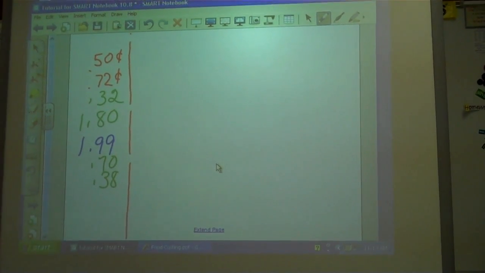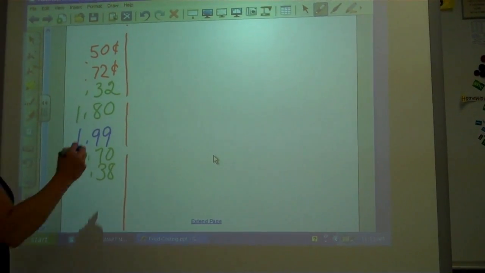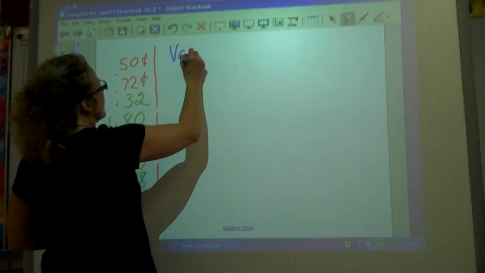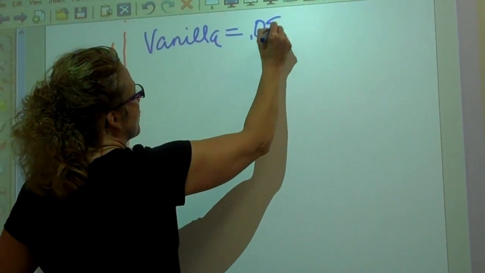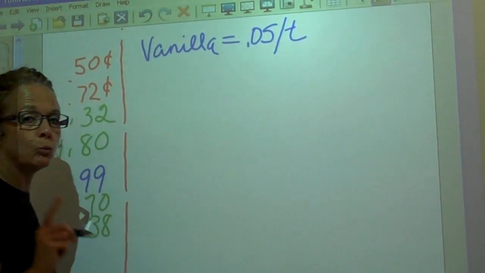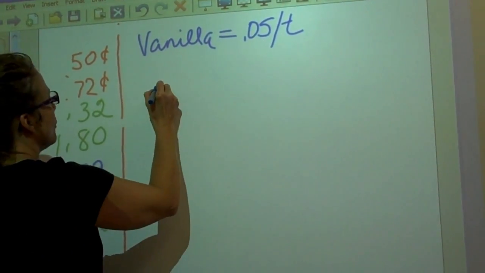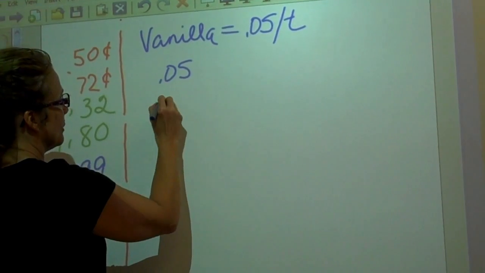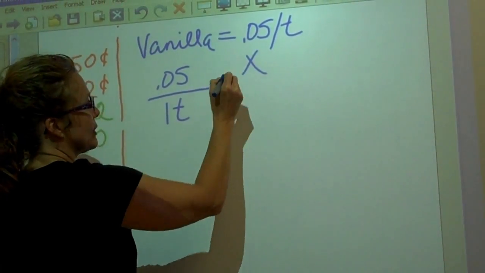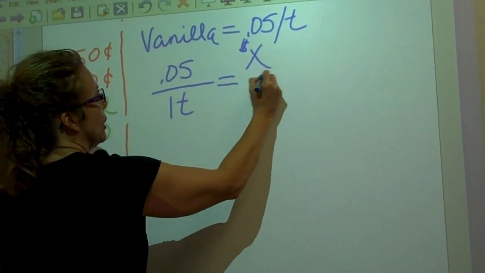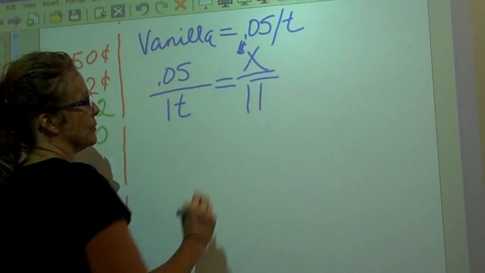Okay, the last ingredient is vanilla, and we know that vanilla costs 5 cents a teaspoon, and we need 1 tablespoon. All right? So 0.05 is how much it costs for 1 teaspoon. How much does it cost, so that's our x, for 1 tablespoon?